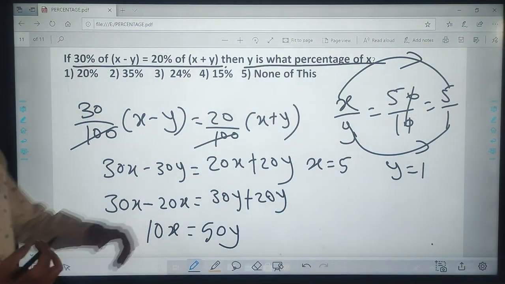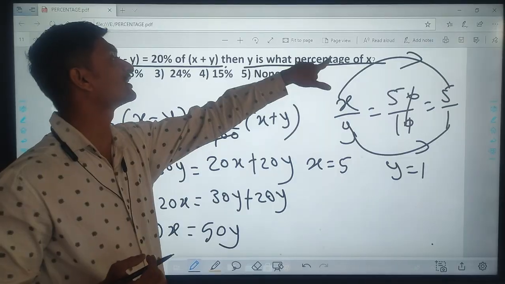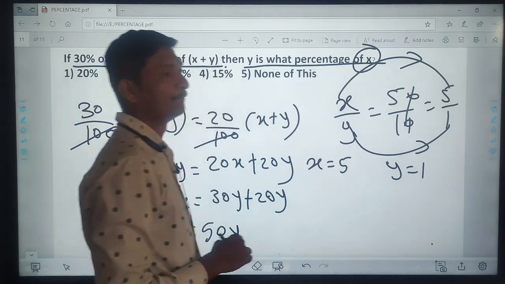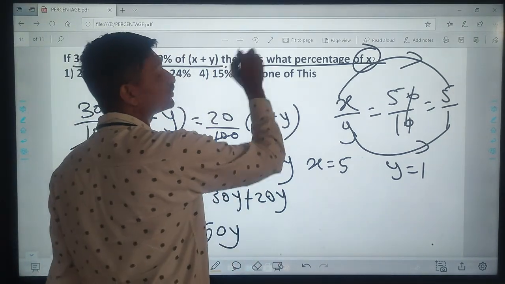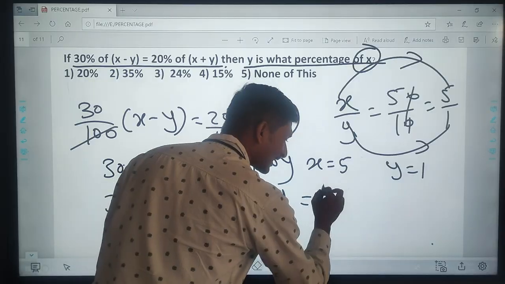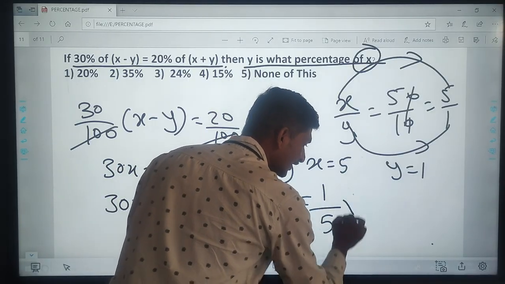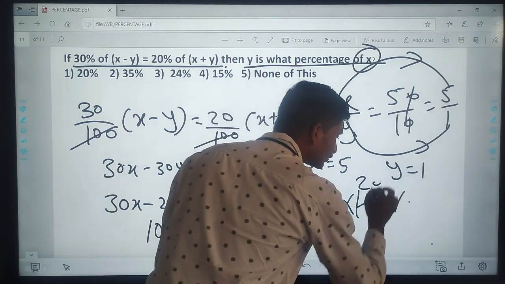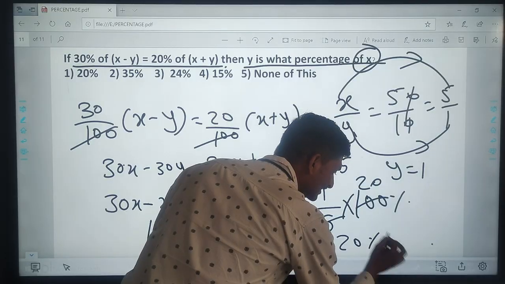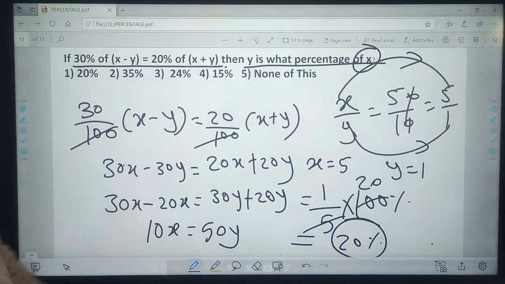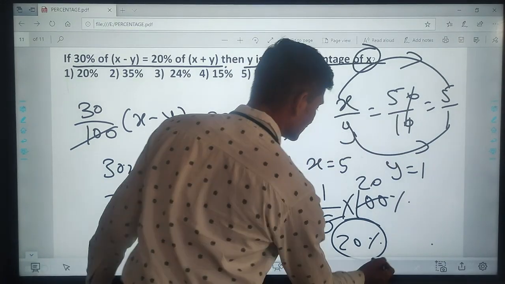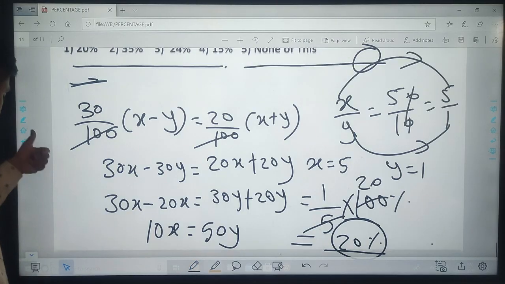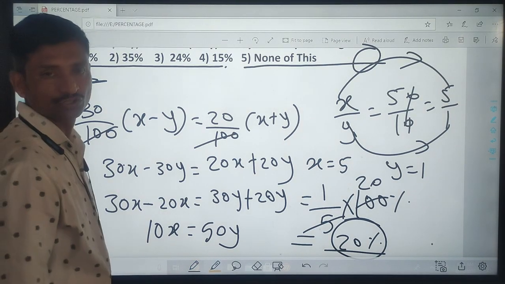Here now we find Y is what percent of X. Now here X becomes the denominator and Y becomes the numerator, Y over X into 100%. Now by calculating these two, your answer becomes 20%. Here Y is what percent of X, your answer is 20%. Okay, we stop here.